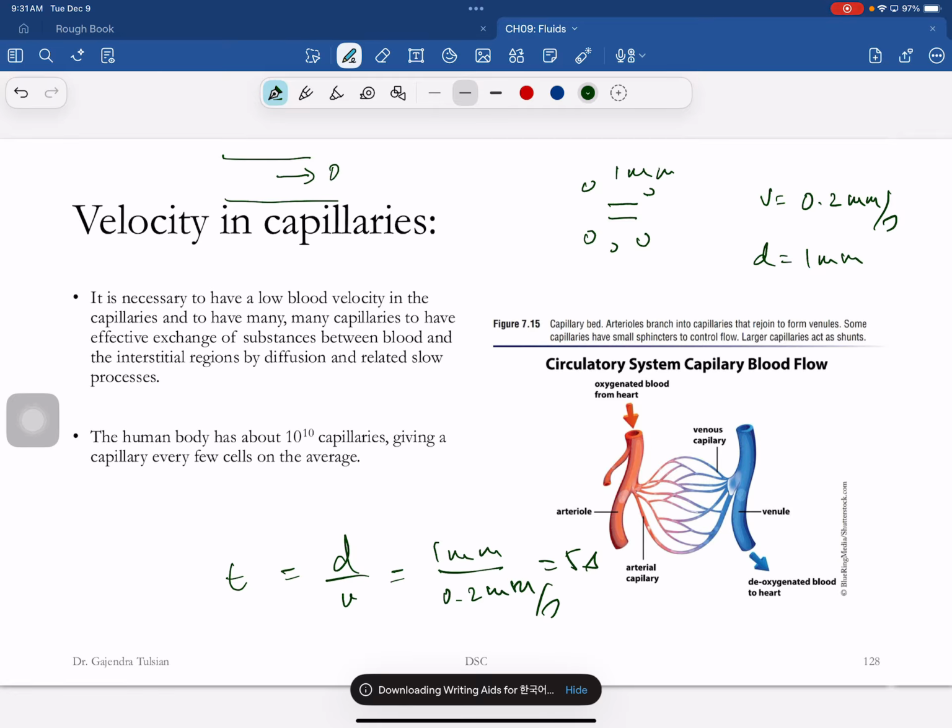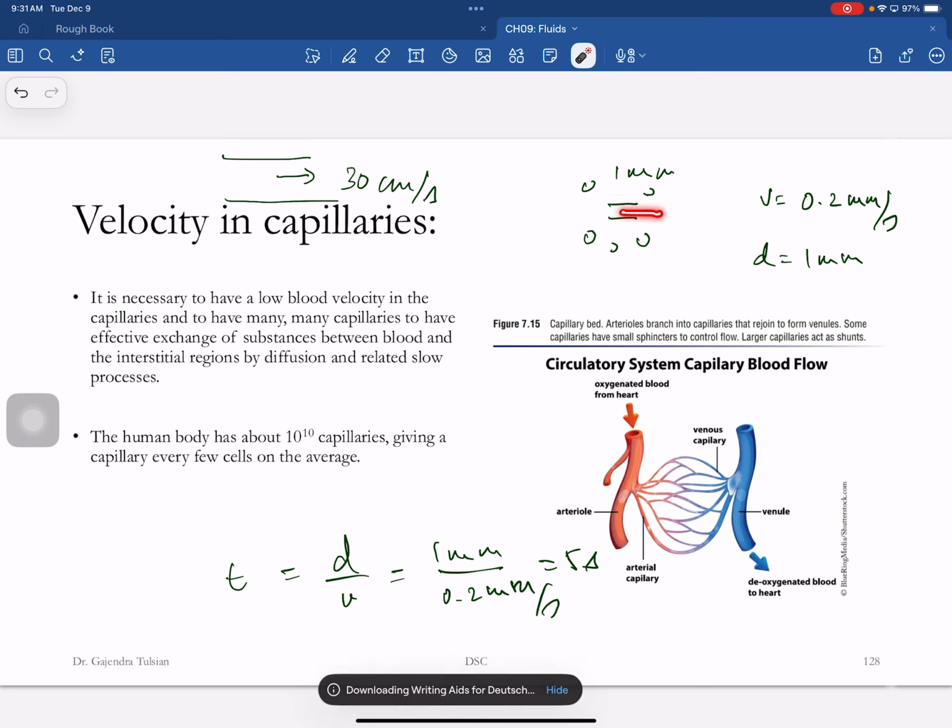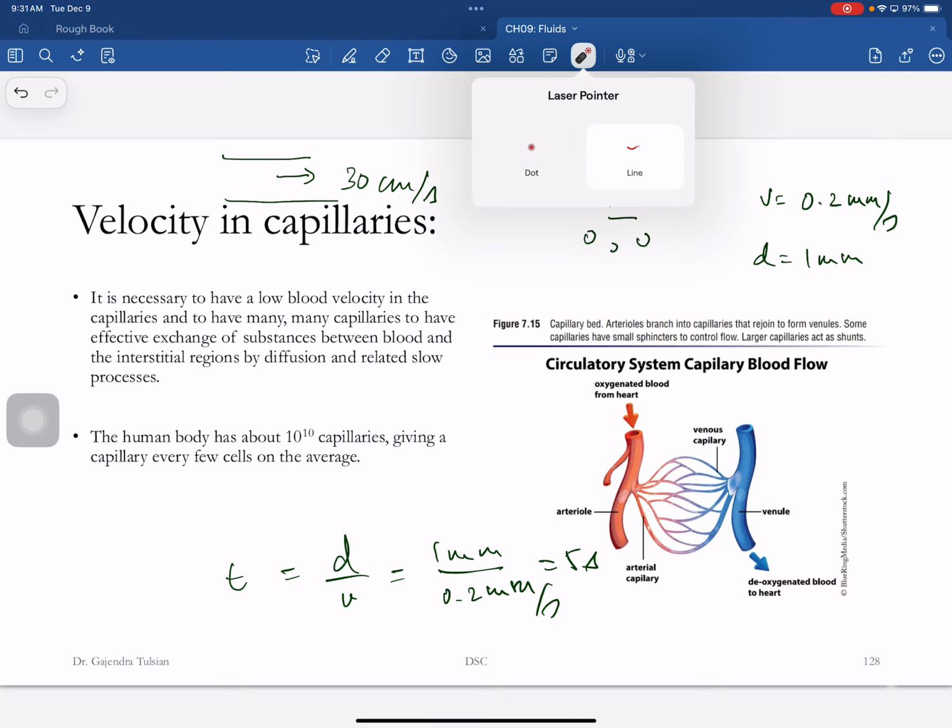is going at about 30 centimeters per second. That's a foot a second. Now, if the blood flowed at that speed in the capillaries, that would be too fast and it couldn't exchange all the stuff it needed to exchange via diffusion. So you had to slow the blood down quite a bit, and we'll see that soon.